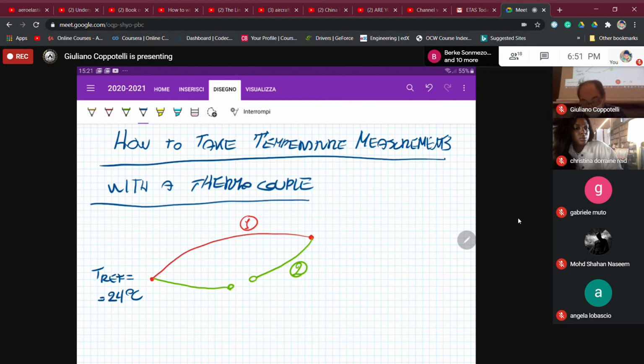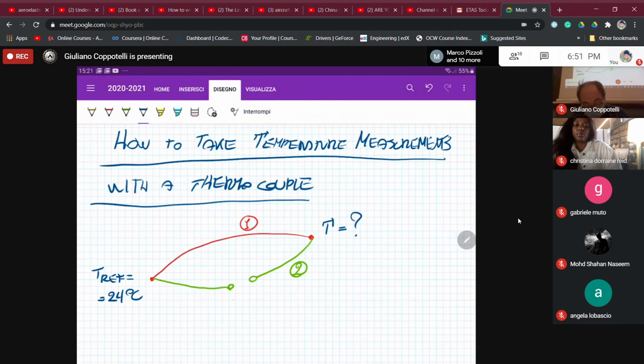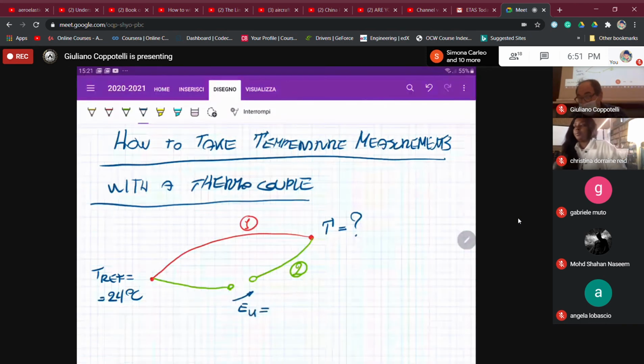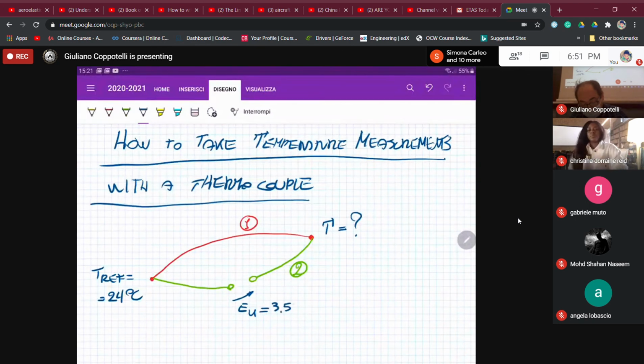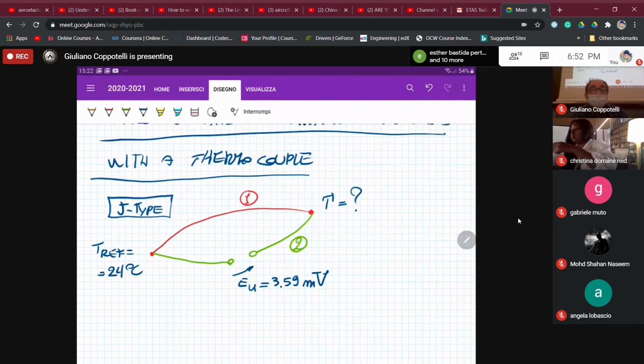And then we would like to know the unknown temperature at the hot junction, by assuming that the output tension here is 3.59 millivolts. Okay, and this is the J-type junction. Of course, you have to know that. So how can we proceed in order to measure or to estimate the temperature?